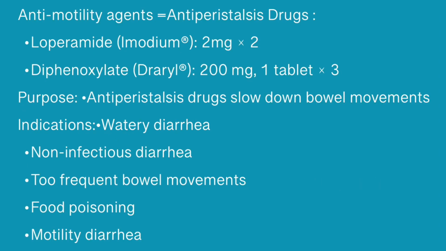Let's learn more about anti-motility agents. These drugs are also called anti-peristalsis drugs. They work by slowing down the movement of the intestines. This gives the body more time to absorb water, which helps to make the stool more solid. A common example is Loperamide, also known by the brand name Imodium, and Diphenoxylate. Loperamide has a stronger effect than Diphenoxylate.